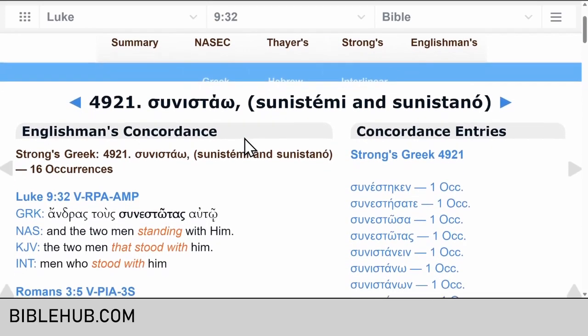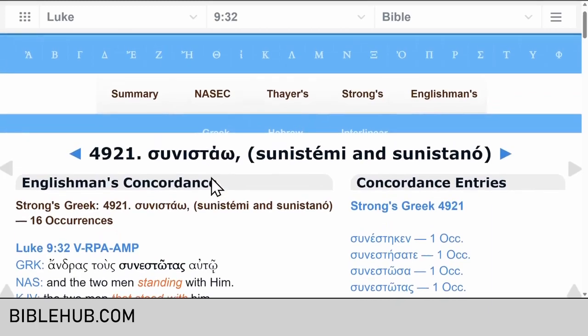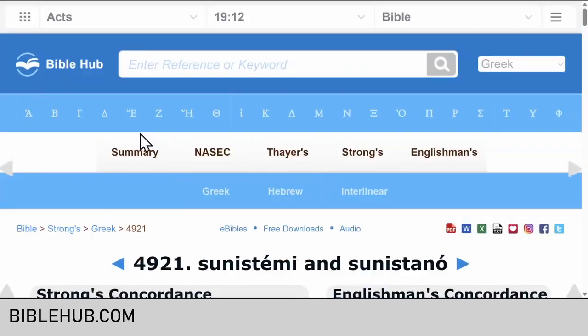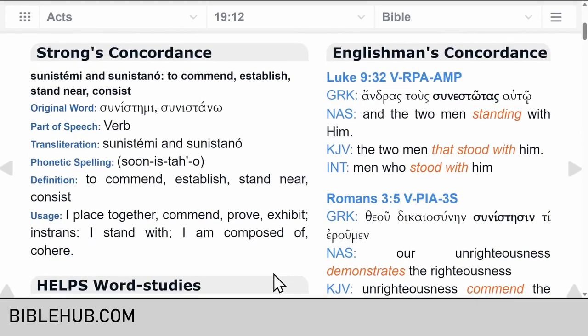I'm not a Greek scholar. I can't tell you why it's translated differently in different places. Generally, it's just because of the context, just like in our own languages, different words can be translated differently depending on how they're used. But you can come up here to summary and get a little bit of another idea of this particular Greek word.